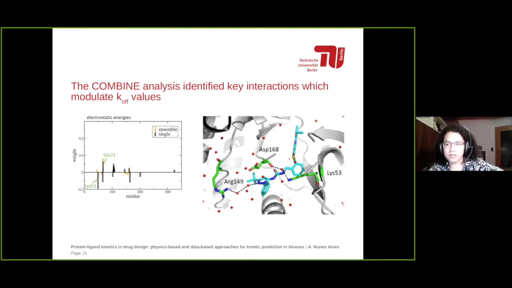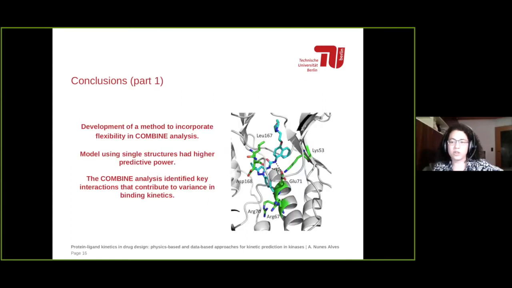Then we started looking again at the crystal structures, and what we saw is that when ligands have a long residence time, they do not interact with lysine, and lysine is making a hydrogen bond with aspartate mediated by a water molecule. So when the ligand is making a hydrogen bond with lysine, this lock, this molecular lock here, is not available, and the ligand will go out faster. And this was a very interesting result from this work. So, conclusions from this first part: we wanted to develop a method to incorporate flexibility in combined analysis.